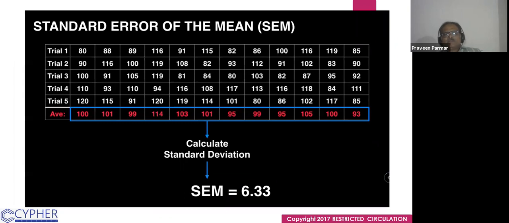Suppose, first you see, this is the data of Jack only: 90, 80, 100, 120 and 110. It is the 5 trials he did, and he did it repeatedly again the next day, and then this many times.